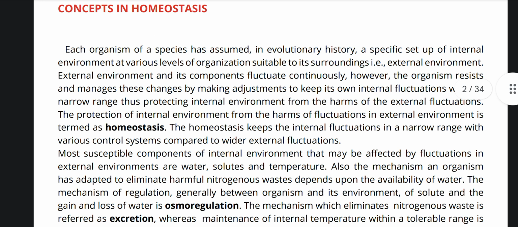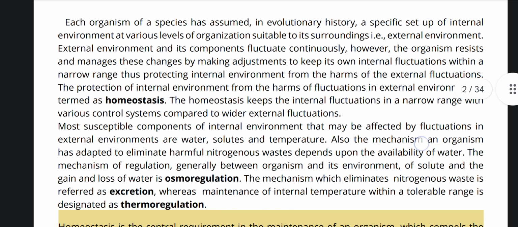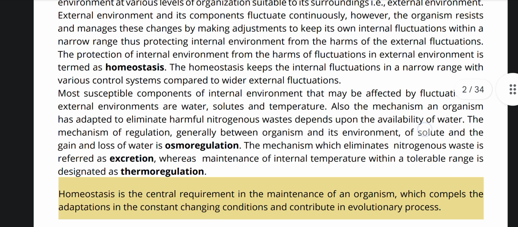Concepts in homeostasis. Each organism of a species has assumed, in evolutionary history, a specific set of internal environment at various levels of organization suitable to its surroundings. For example, the external environment and its components fluctuate continuously. However, the organism resists and manages these changes by making adjustments to keep its own internal fluctuations within a narrow range, thus protecting the internal environment from the harms of the external fluctuations.